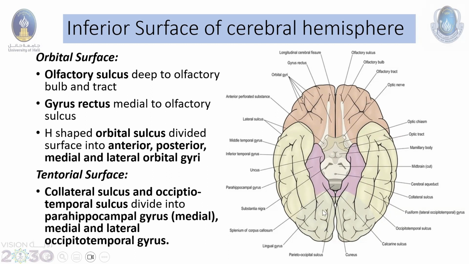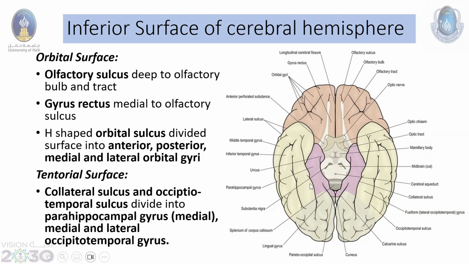It's not yet continuous all the way. Okay. So here you can see this is the parahippocampal gyrus. So this is the area, this violet area which has been shown on either side. So this is the parahippocampal gyrus.